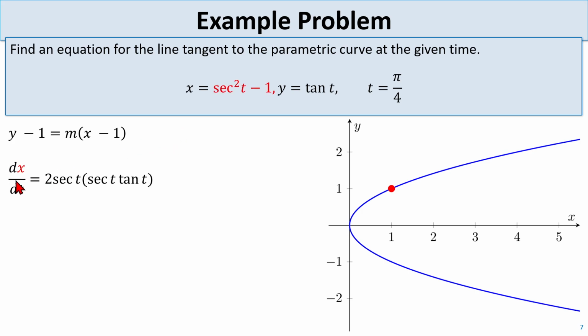Let's start by calculating the derivative of x with respect to t. So the derivative of this 1 obviously is 0. When I do the derivative of secant squared, I need to remember to use the chain rule. So I get 2 times secant. But then I need to multiply by the derivative of secant as well. That's the third step in the chain rule. The derivative of secant is secant tangent. We have 2 factors of secant, combine them, and now we have our derivative of x with respect to t.